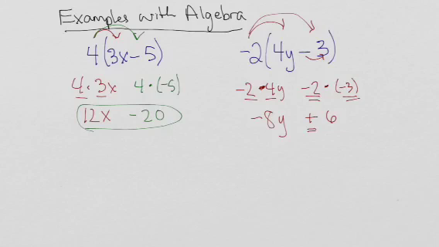So there's your final answer. Negative 8y plus 6. It's the final answer because they do not have like terms. This one has a y, this one does not. So they don't match, they can't be added together. That's it, you're done. Again, negative 8y plus 6 would be the final answer on that one.